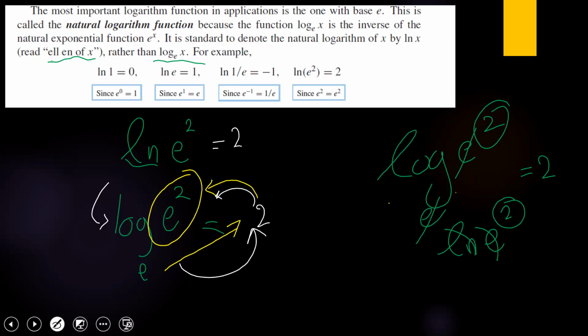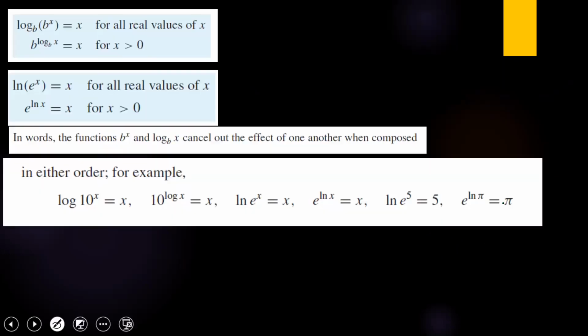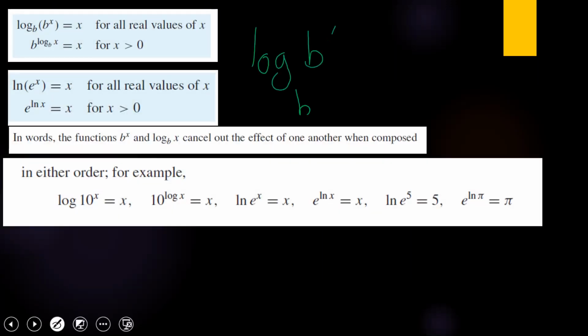Is it clear now? Yes, teacher. Right, now let's see some properties before seeing the examples. Logarithm to the base b of b to the power x equals x. Why? Because as I told you, you can cancel b with b, so the answer is x.